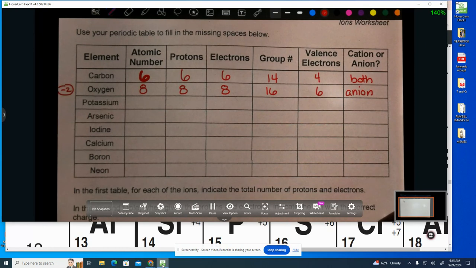Okay. Potassium. What's the symbol for potassium? K. So fill that line in. Oh, thank you, Charlie. I just fell off my chair. Okay. Potassium.